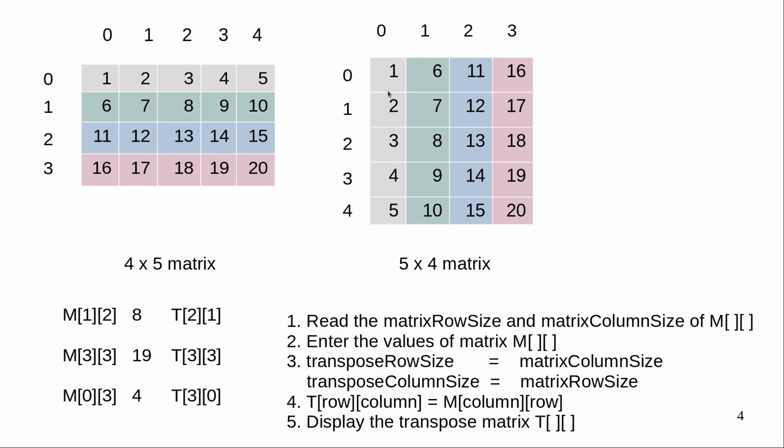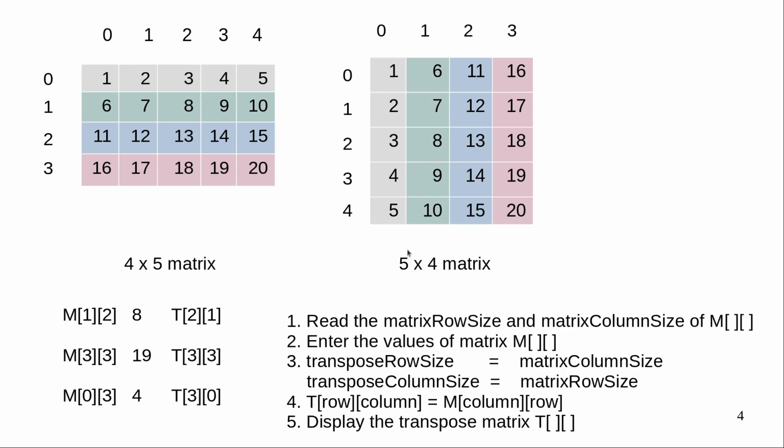For that, again, first we need the number of rows and then the number of columns. From all the examples that we have seen, we know that the row size of the transpose matrix is the column size of the original matrix. Here the matrix initially had 4 rows, so the transpose will have 4 columns. In a similar manner, rows and columns both will be swapped. So transpose row size is equal to matrix column size, and transpose column size is equal to matrix row size.